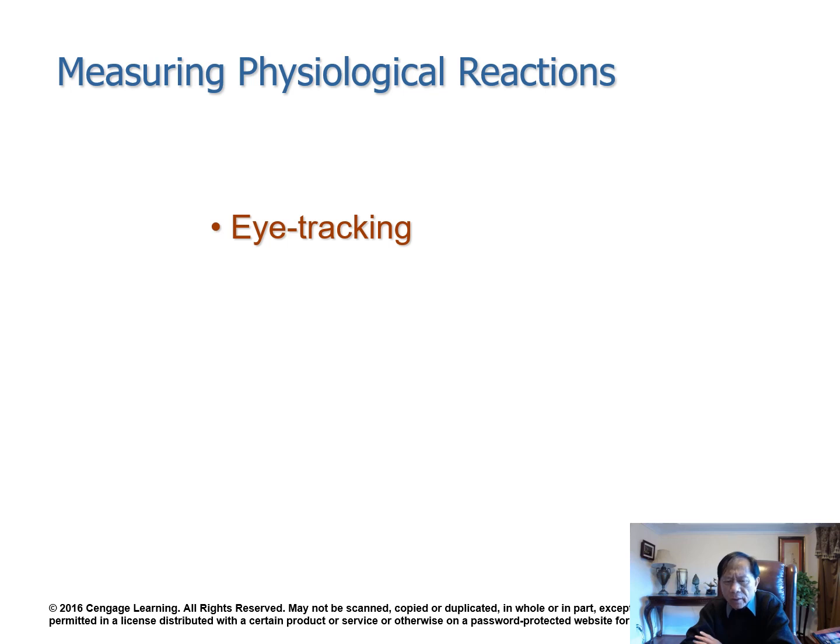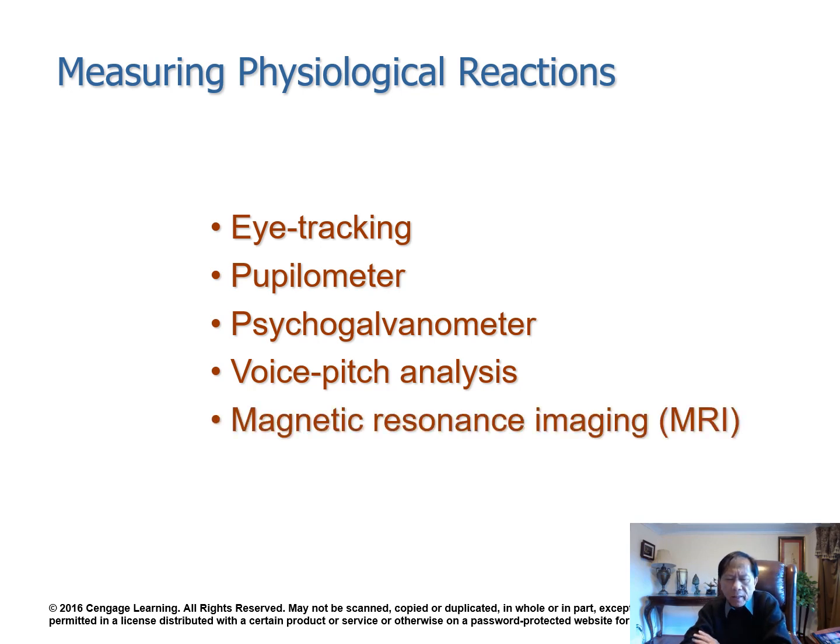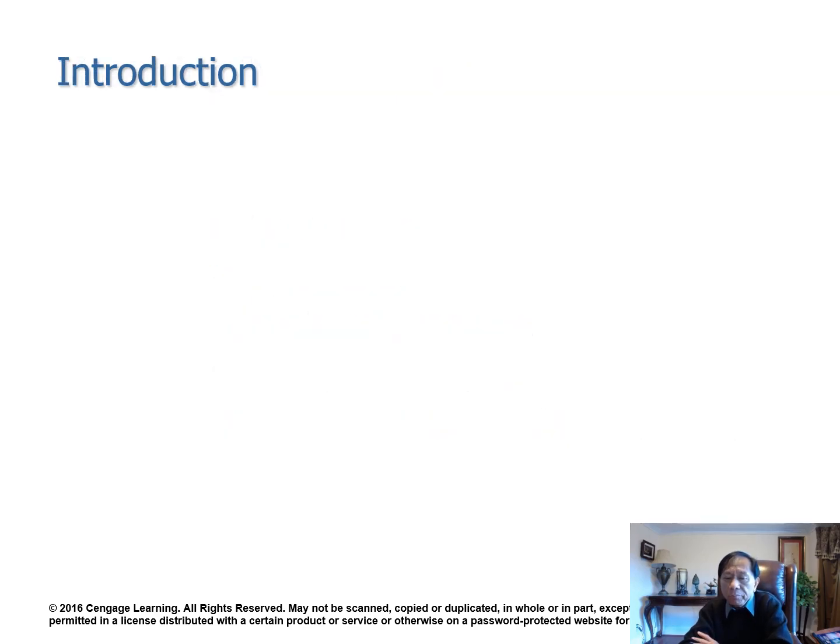And eye tracking and physiological reactions: eye tracking, the pupil meter and what it does, the psychogalvanometer, which can study your skin conductivity of electricity, voice pitch analysis, higher speech versus lower speech, analyzing your speech, and MRI, magnetic resonance imaging, which looks at your brain actions.